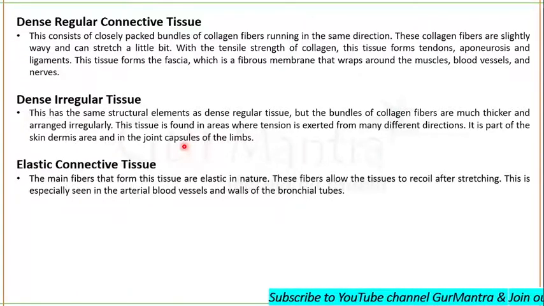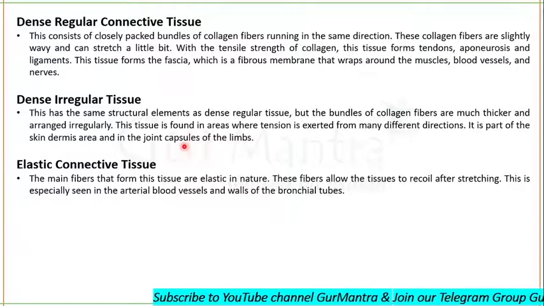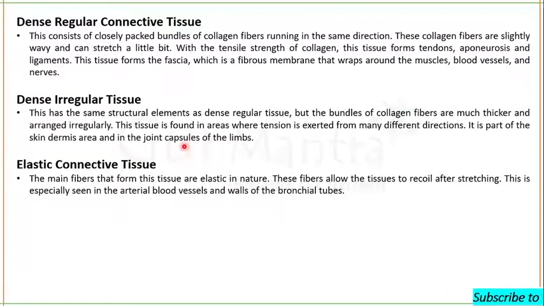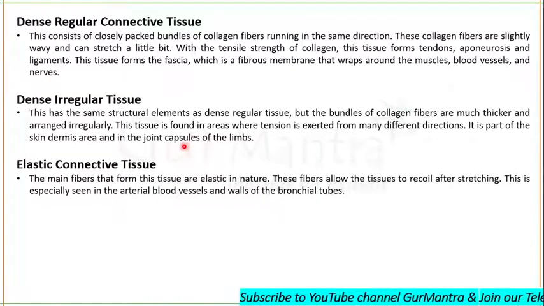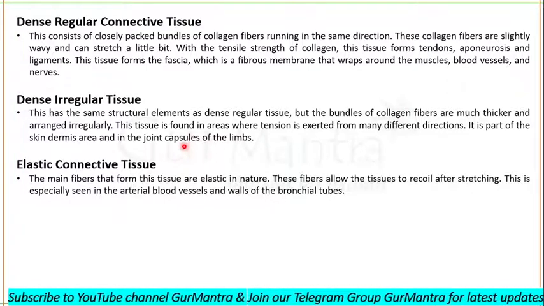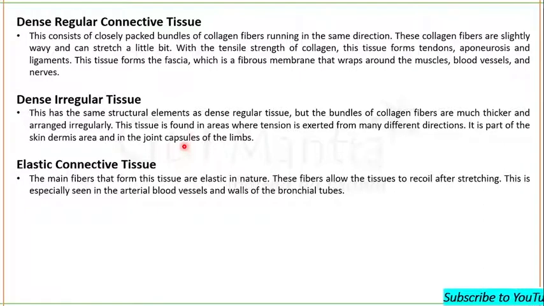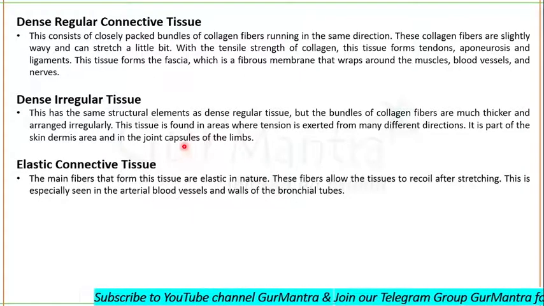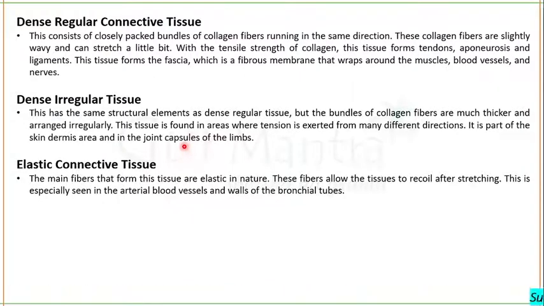What is the perichondrium? The perichondrium is also dense irregular tissue. Perichondrium surrounds the cartilage, and periosteum surrounds the bone. Dense irregular connective tissue that surrounds the cartilage is called perichondrium, and dense irregular connective tissue that surrounds the bone is periosteum.